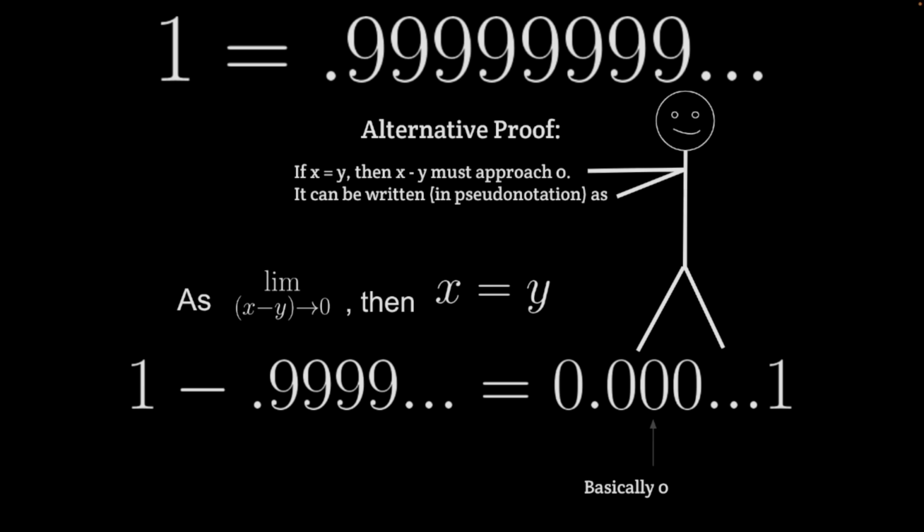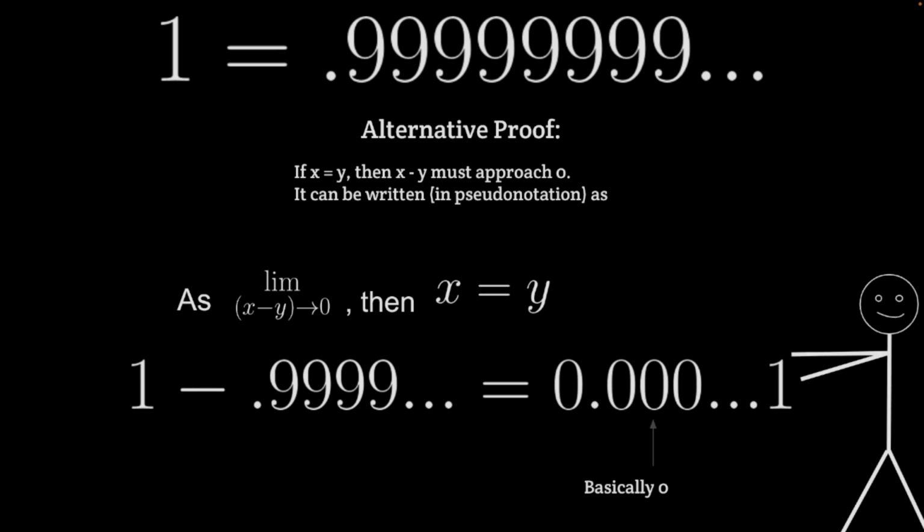Logically, if numbers x and y are the same thing, then they should have a difference of 0. When you do 1 minus 0.9999 repeating, your answer is an infinite amount of zeros and then a 1. It can be written in a pseudo-mathematical notation as follows. But this number has so many zeros that it approaches and is basically 0, and thus 0.99999 is equal to 1 because the difference between these numbers is basically 0 if not exactly 0.